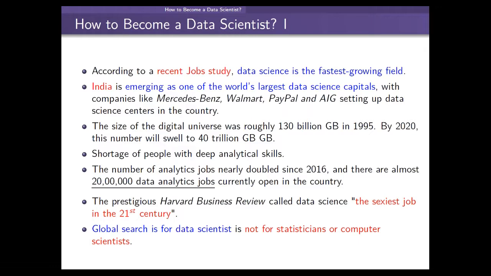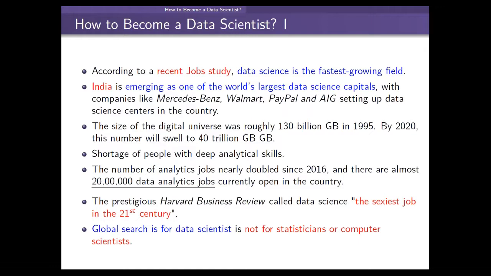Actually, big data has been increasing. It started in 1995. In 1995, the size of the data was 130 billion gigabytes, and it has been predicted that by 2020 this number will swell to 40 trillion gigabytes. So this is a huge number. This data we cannot store in the traditional system, and we cannot also analyze it.